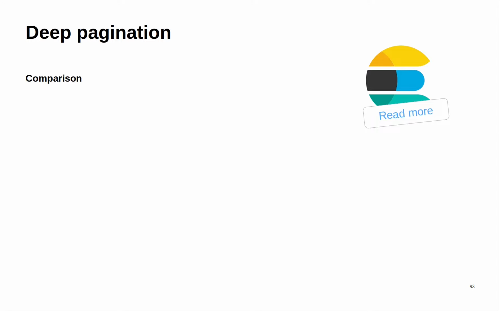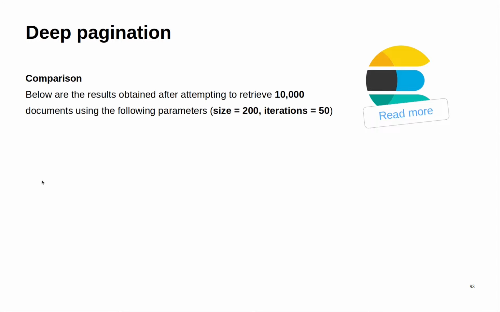Now I would like to benchmark both of them to determine which one performs better. And here is what I did. So I tried to retrieve 10,000 documents by using the following parameters. Size was set to 200 and I made 50 iterations. And here are the results.